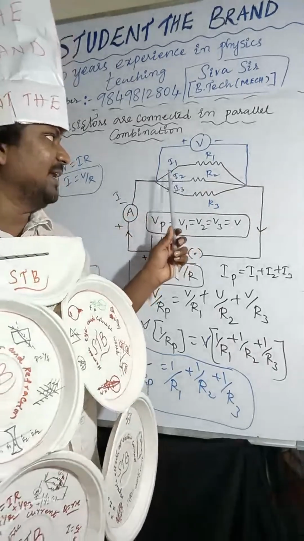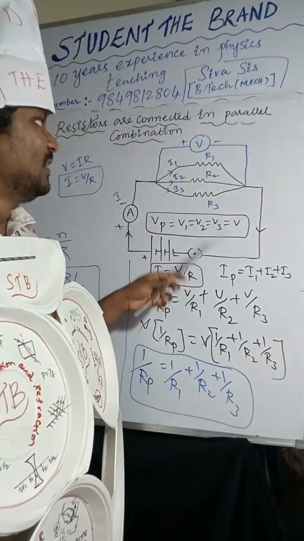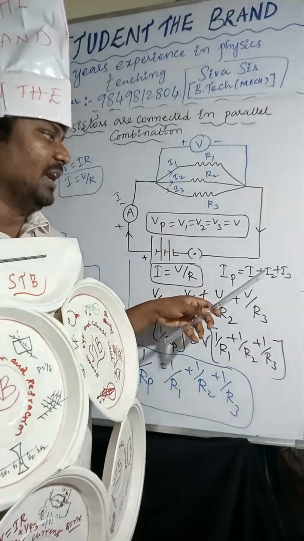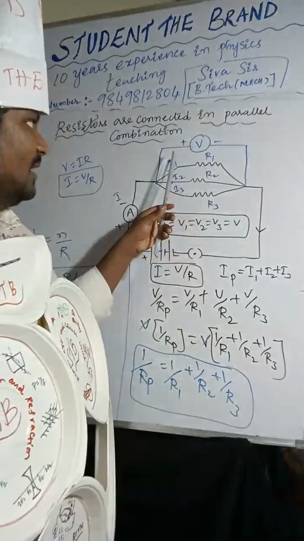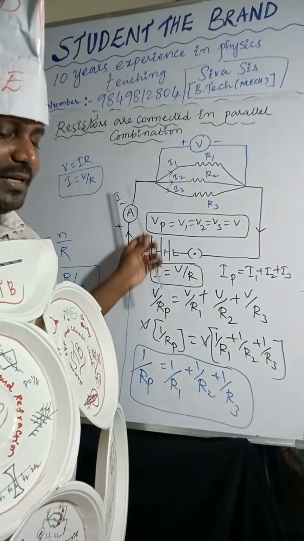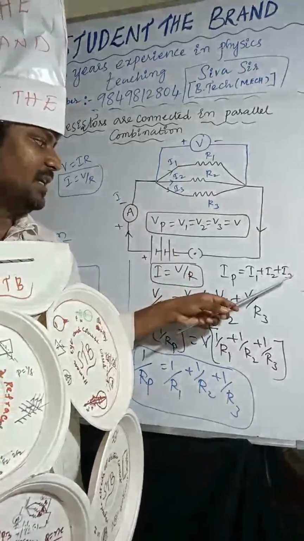Now I am considering here R1, R2, R3. The current is dividing. That's why IP equal to I1 plus I2 plus I3. If you add these three currents, whatever current is flowing from here, only that current we will get. So IP equal to I1 plus I2 plus I3.